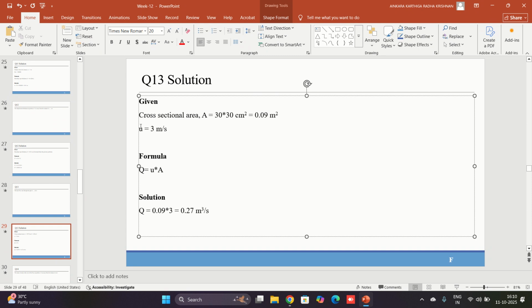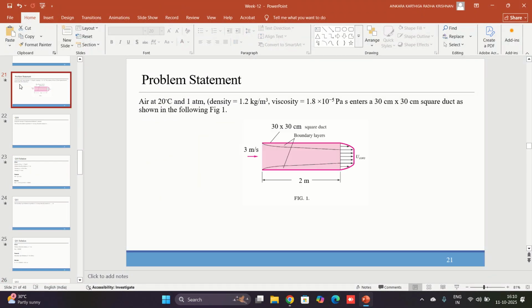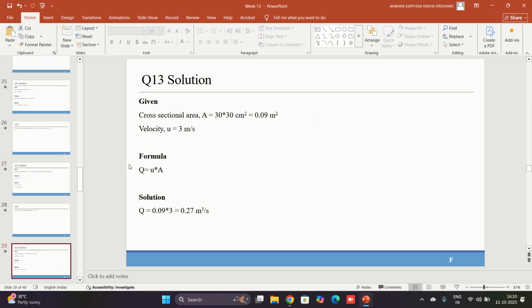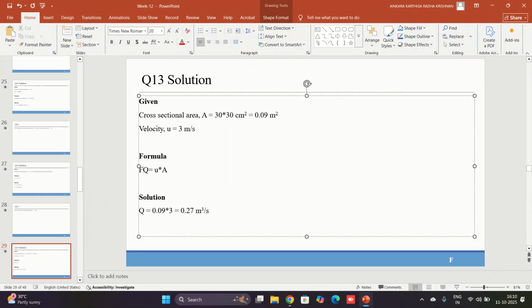And we are given flow velocity, is it 3 centimeter? It is 3. So flow rate Q is equal to U into A. This we have been using for a long time, and U here is 3 and A is 0.09. So 3 into 0.09 is 0.27 meter cube per second. So that is for question 13. Now we'll go to question 14.